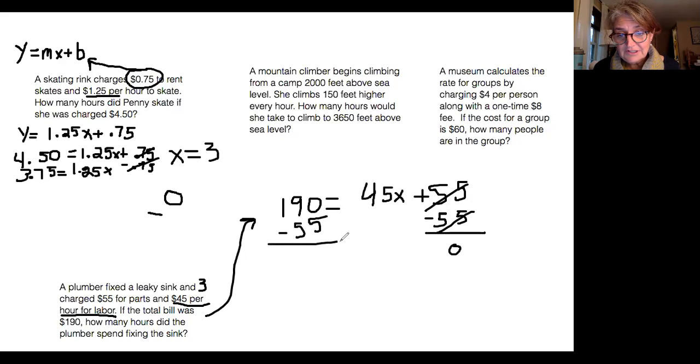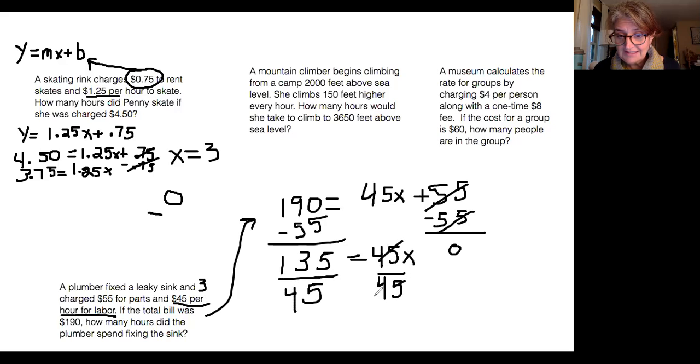And so this is gonna leave us with 135, okay? Equals 45X. And what we need to do here is now divide by 45. And so the answer comes out to be, does anybody know? This will go away and leave us with just X. And this answer will be X equals 3 hours. Okay? Does anybody have any questions about that?